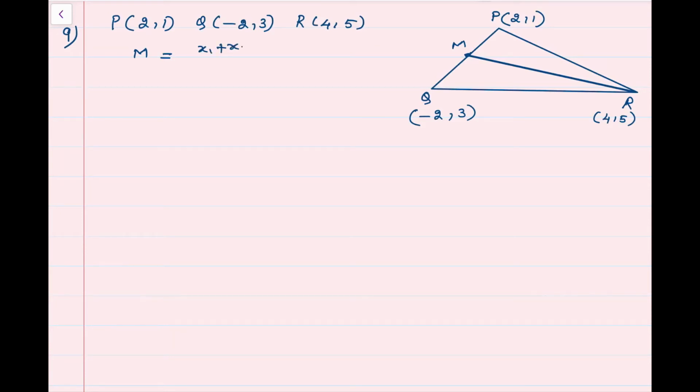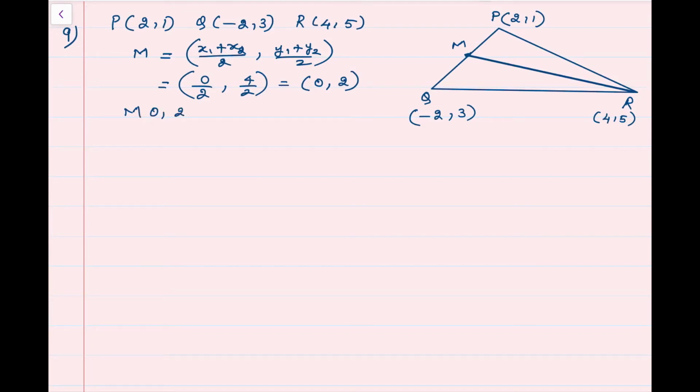The midpoint formula is (x1 plus x2) divided by 2, (y1 plus y2) divided by 2. Let us use P and Q points. Minus 2 plus 2 is 0 by 2, and 3 plus 1 is 4 by 2, which is (0, 2). Now we know M point and R point. We have to find the equation of RM.